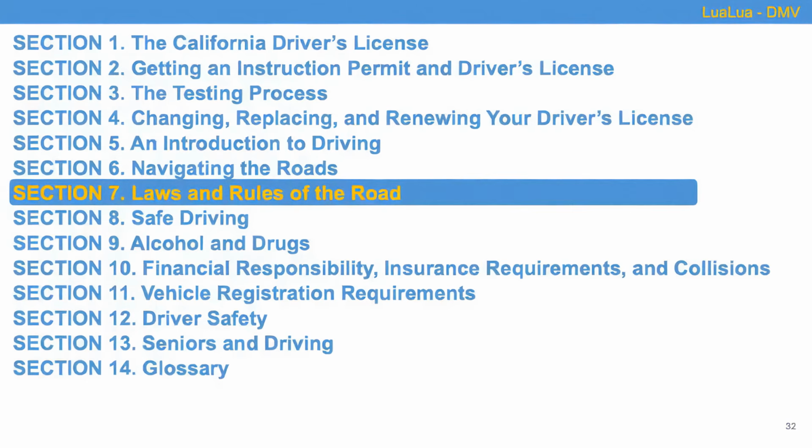For 3 at-fault collisions, 3 traffic violation convictions, or a combination, your driving privilege will be suspended for 6 months. You will be on probation for 1 year. If you have more at-fault collisions or traffic violation convictions while on probation, your license will be suspended again.